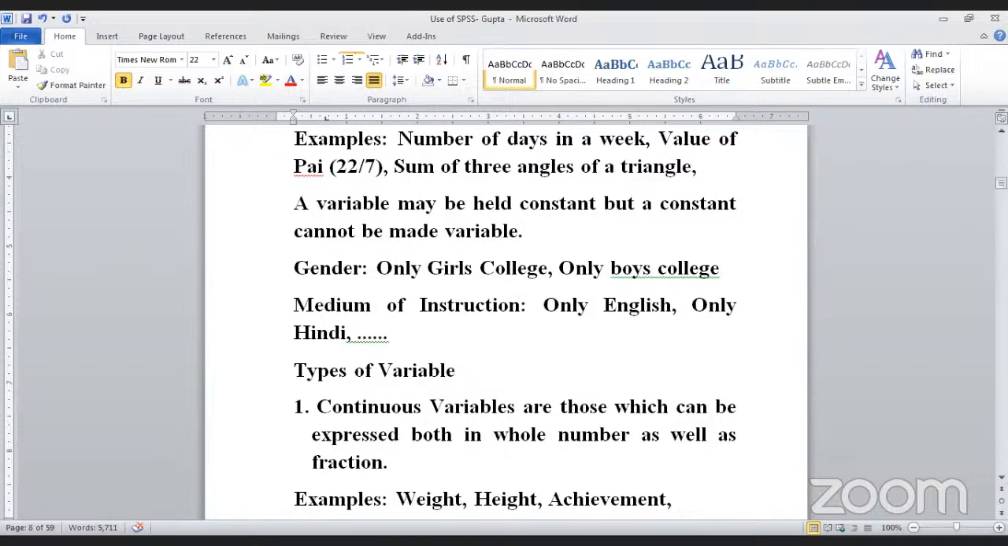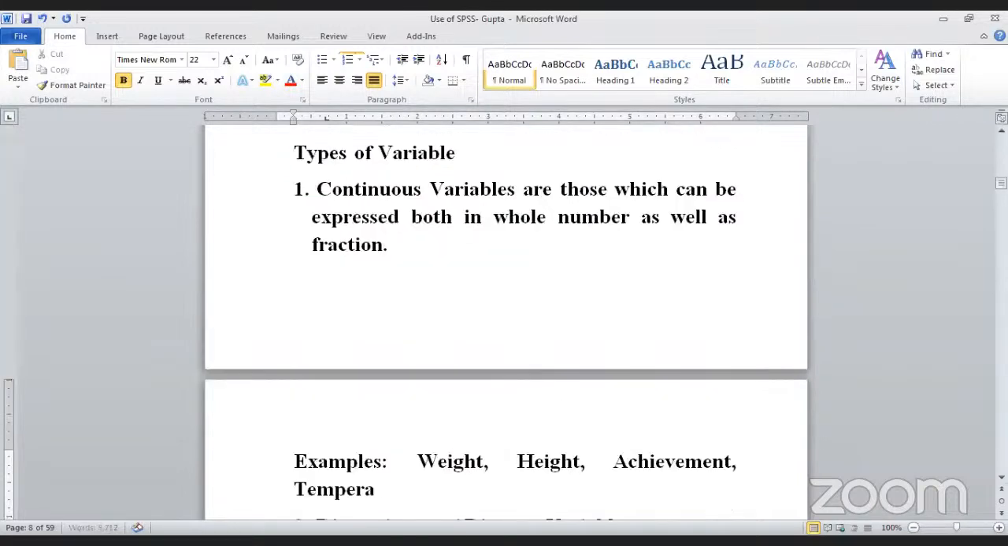Then temperature. Your body temperature may be 100, maybe 99.8 or something like this. Then power of a lens. The power of a lens might be 1, or the power of a lens might be 1.2 or 0.8, depends upon. Then intensity of the red color.